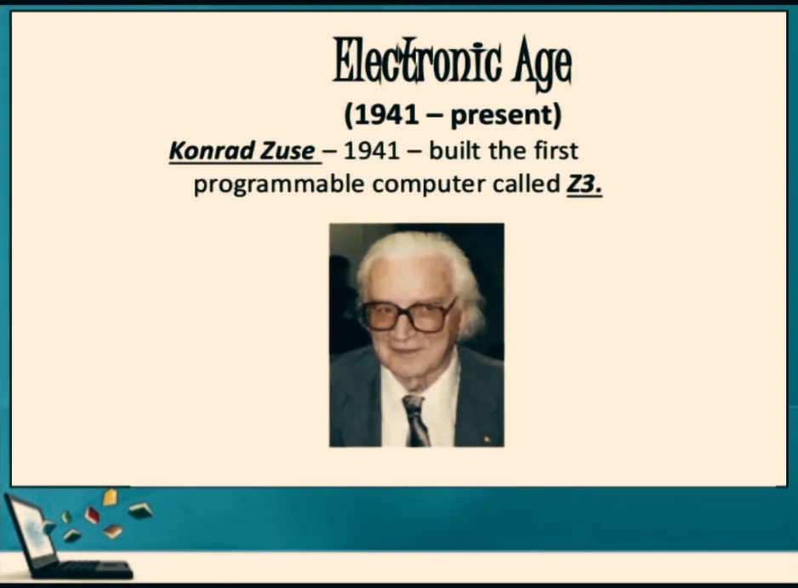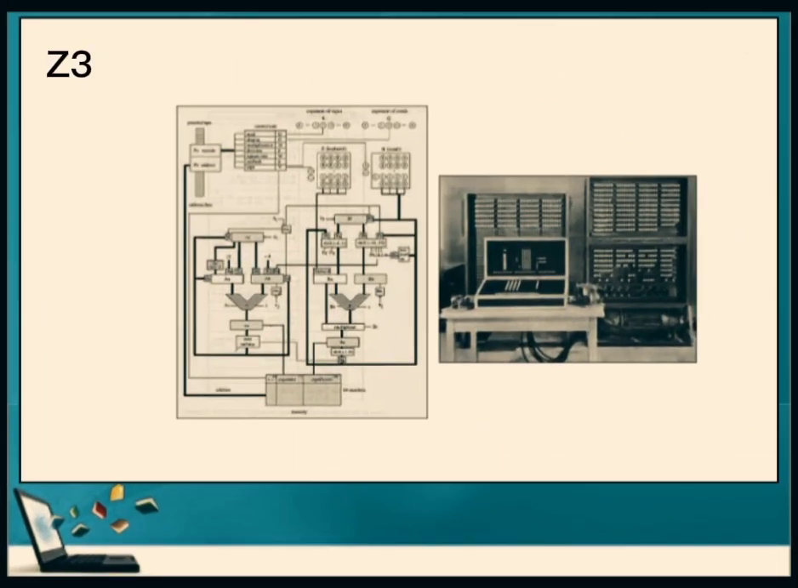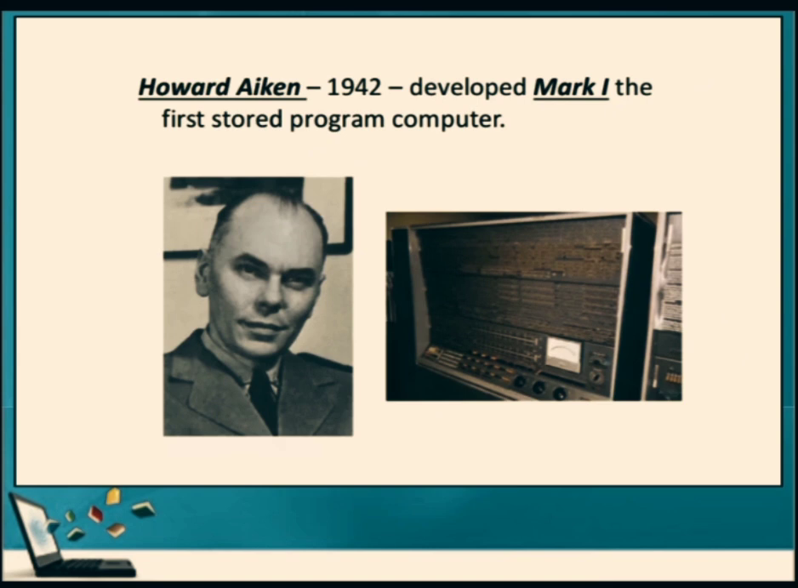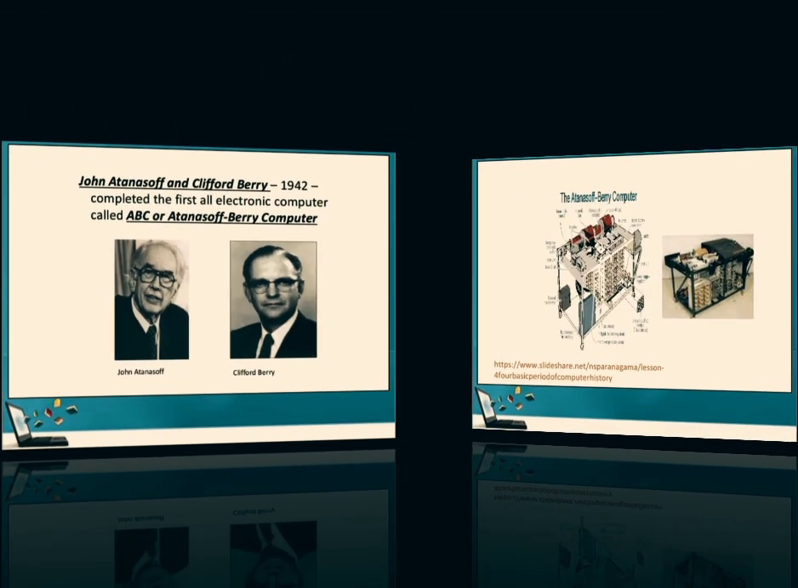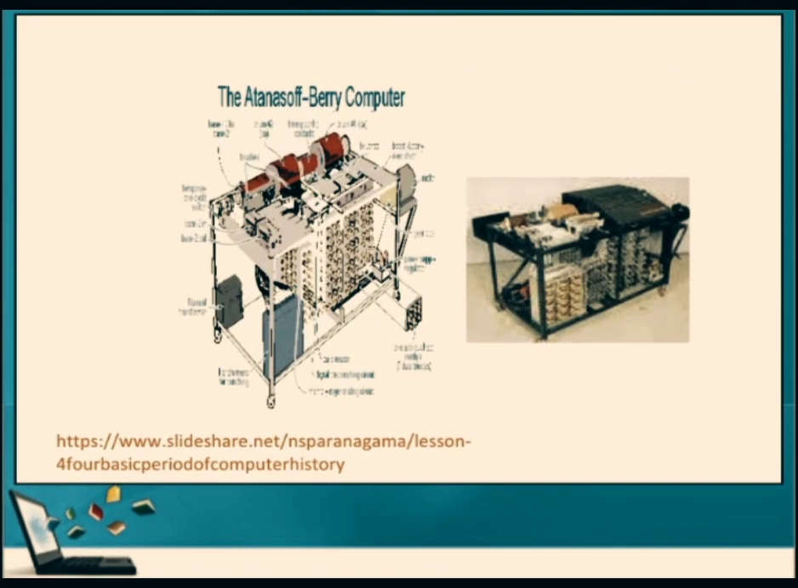Electronic age, 1941 to present. Konrad Zuse in 1941 built the first programmable computer, called the Z3. Howard Aiken, the first stored program computer in 1942. John Atanasoff and Clifford Berry in 1942 completed the first all-electronic computer called the ABC, or Atanasoff-Berry Computer.